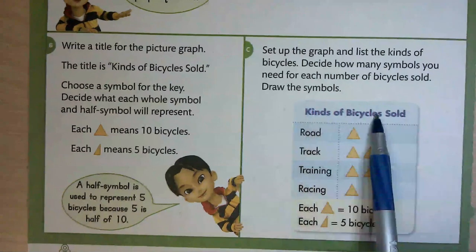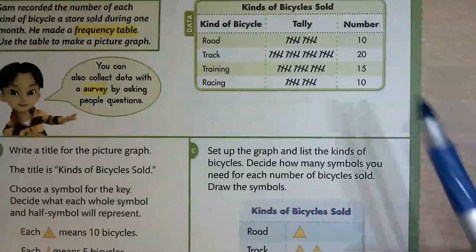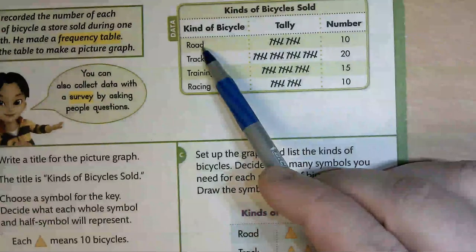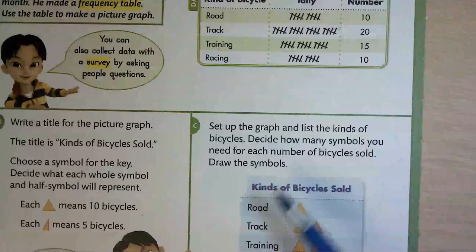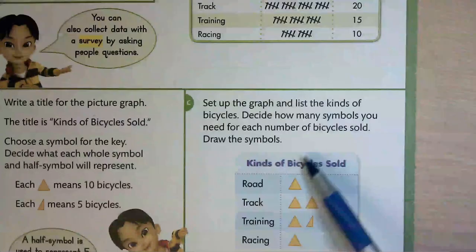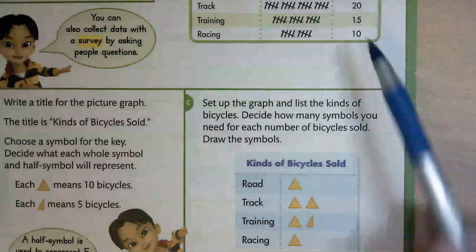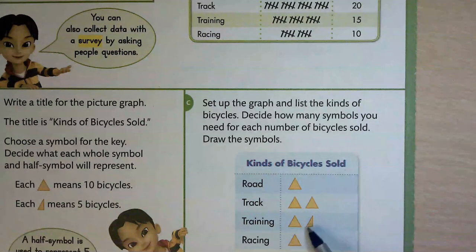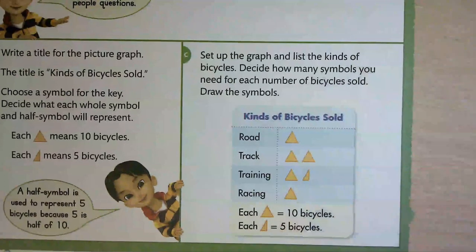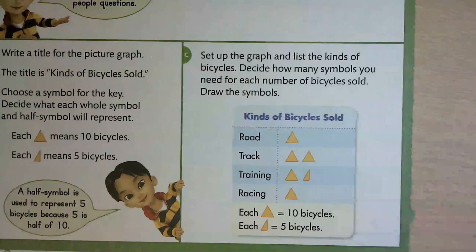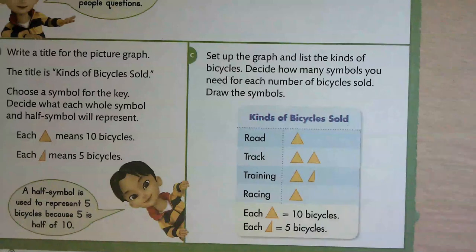We've already got our kinds of bicycles sold, right? And so now we can look at this and they put in the rest of our information. So I'm going to come up here and go, so for a road bicycle, we needed 10. Well, that's 1 full triangle, all right? For a track bicycle, we had 20. So that would be 10, 20. For a training bicycle, we needed 15. So that'd be 10 plus a half is 5 more. And then our last one, a racing, was just 10. So we have 1 full triangle. All right. So we can draw all these different parts to make our own pictograph. And then we can also answer some questions about it.